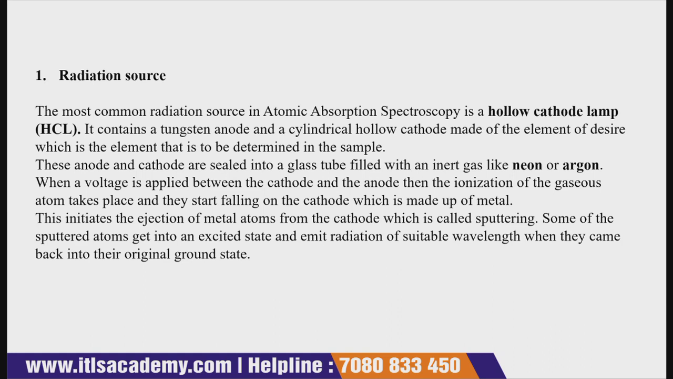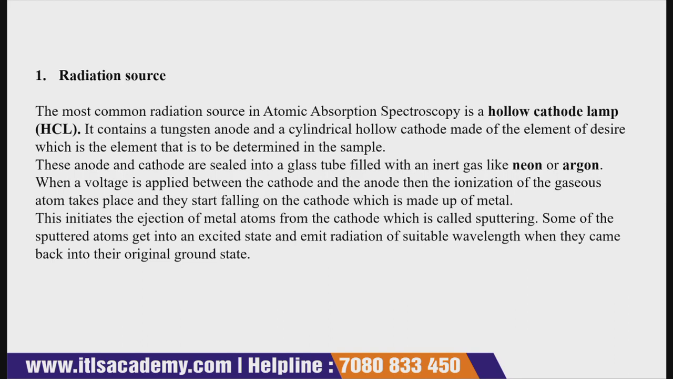So the most common radiation source is HCL, the hollow cathode lamp. This lamp consists of a tungsten anode and a cylindrical hollow cathode made up of the element of interest, meaning whatever element you want to determine in the sample. Then the anode and cathode are sealed into a glass tube.